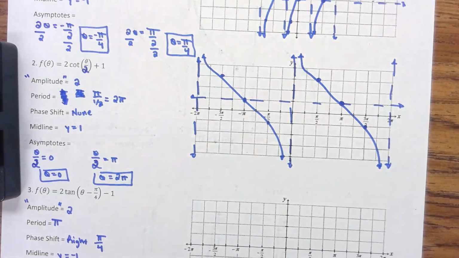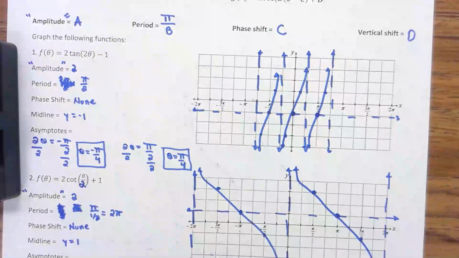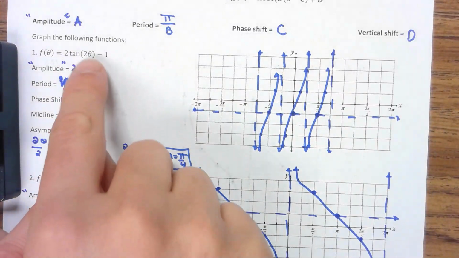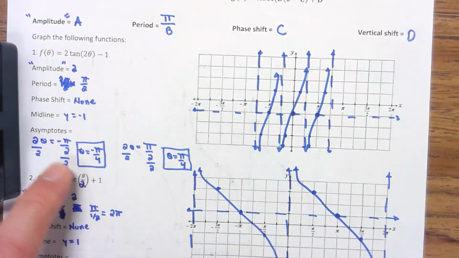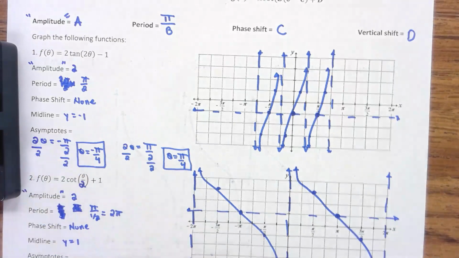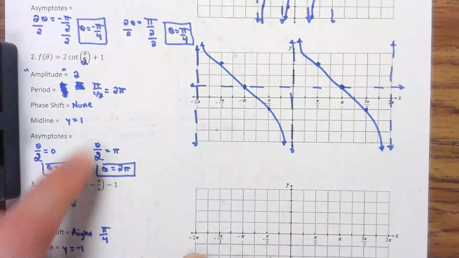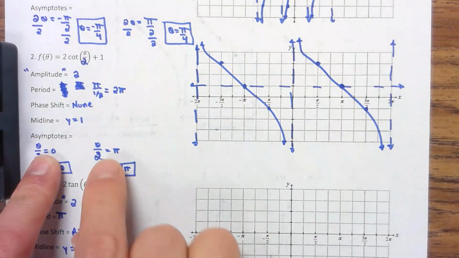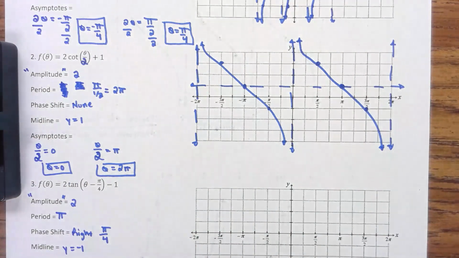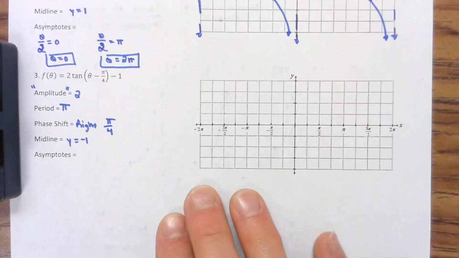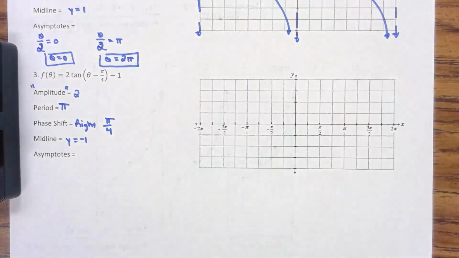Okay, so every single time with tangent, when you want to find your new asymptotes, take what's inside the parentheses, set it equal to negative pi over 2 and pi over 2. When it's cotangent, take whatever's in the parentheses, set it equal to 0 and pi. And we're going to do that one more time with number 3. Okay, and I kind of started on number 3, just identifying some of these key features here. So 2 pi, pi over 4, and negative 1 for the midline. But I haven't done the asymptotes yet.